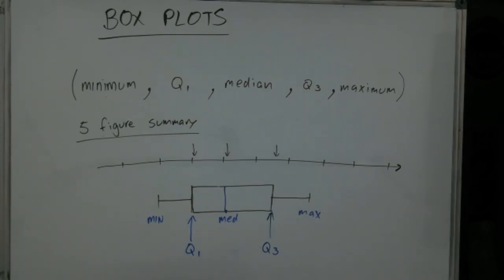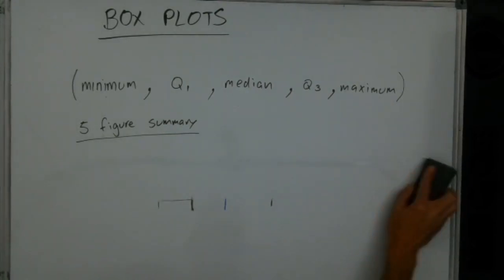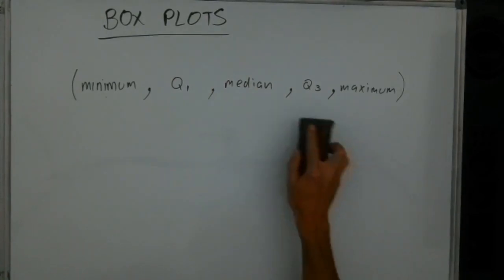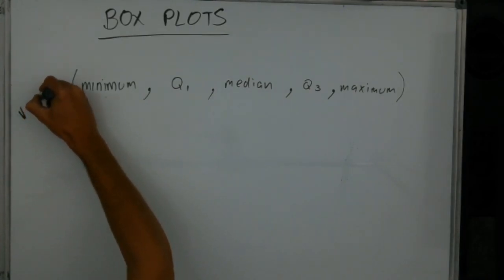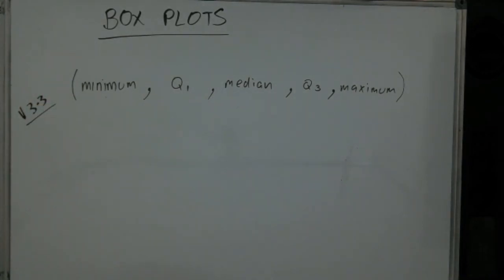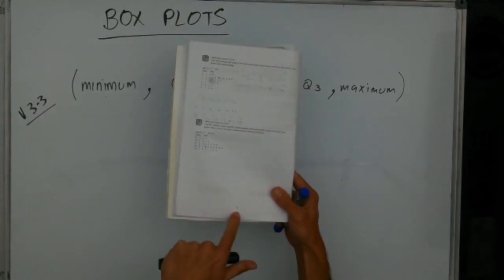So let's have a look at the first example, and we'll just jump straight in and try and get some of these done. So V 3.3, refer back to the previous example on the tree girth on page 22. So I'm just going to quickly flip back and write down these numbers. So that was this one here on page 22.